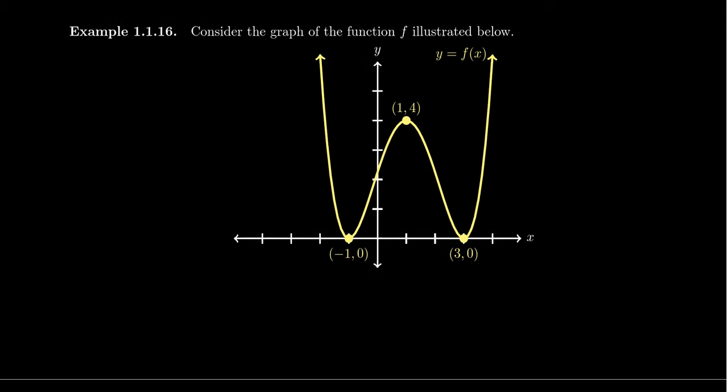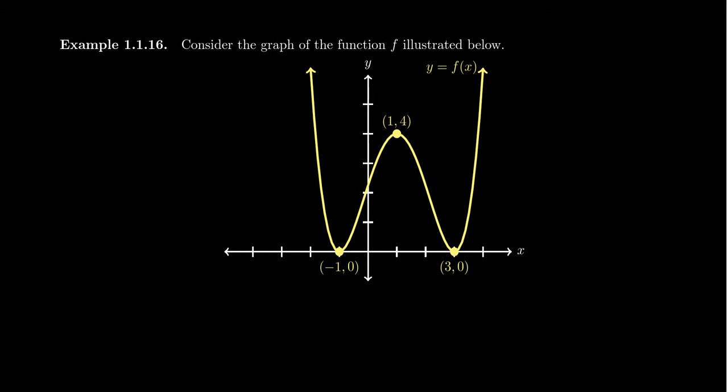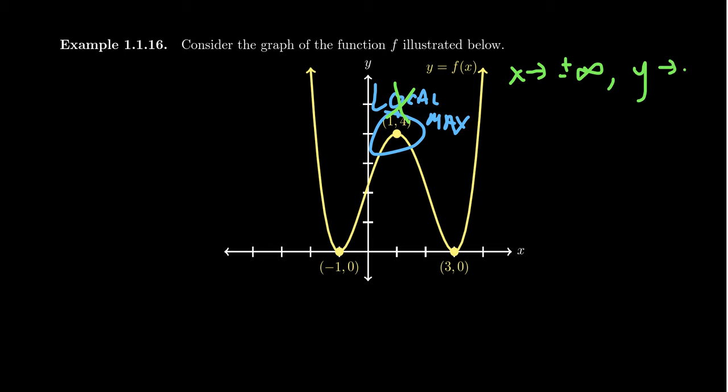In this example, we can see this actually kind of looks like the first one we're seeing in this video, right? We can see that there's, again, a local max right here at x equals 1, but that is not an absolute maximum. Again, this thing is pointing upwards, right? As x approaches plus or minus infinity, y approaches infinity. And so that tells us that the absolute maximum doesn't exist again because y is going towards infinity.